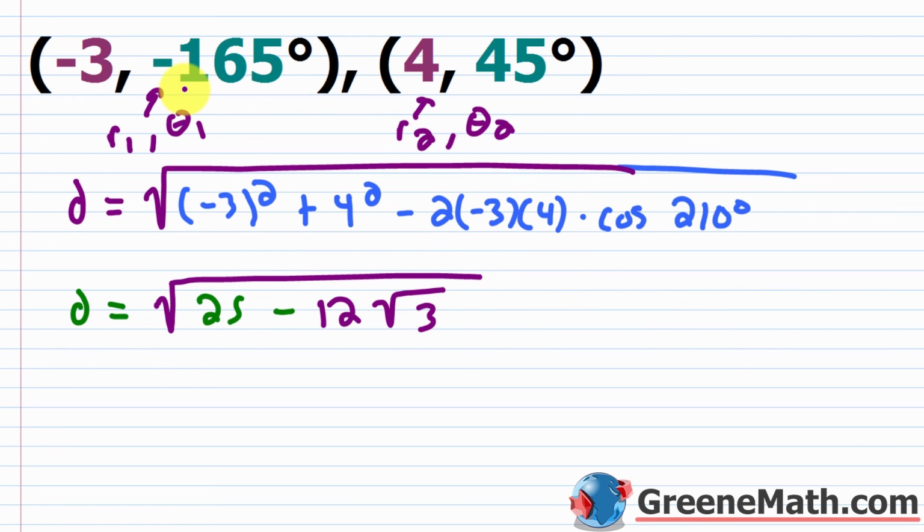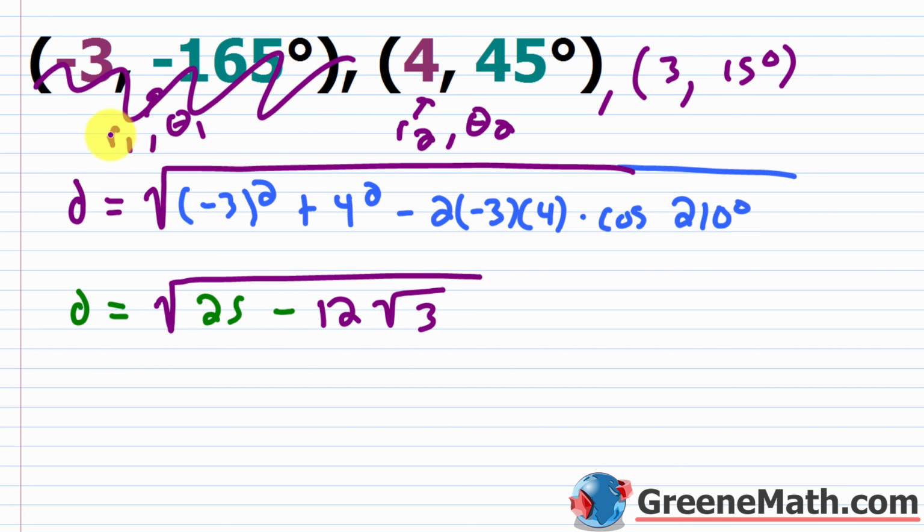All right, so let's work with this point. I'll show you it still works. So we'll go ahead and change that r value to positive. At 180 degrees to negative 165 degrees, that's 15 degrees. Let's line this all out. Let's get rid of that. And I'll label this as r sub 1, comma, theta sub 1.